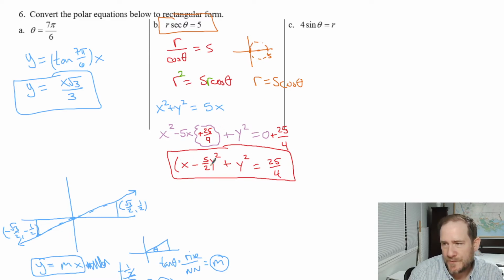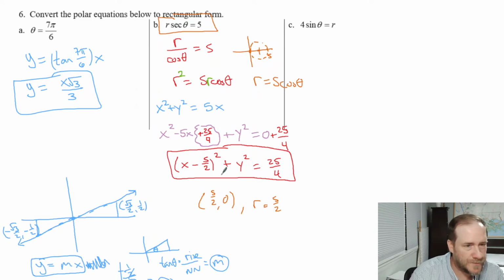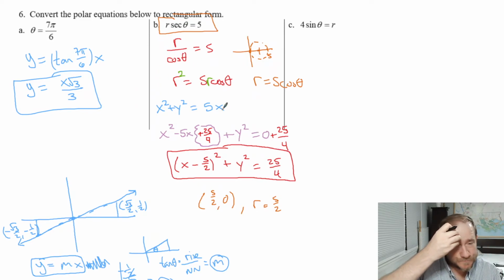And of course, once you put yourself into the standard form, you can see that's true. We see our x-coordinate at 5 halves for our center, our y-coordinate is at 0. Our radius will of course be the square root of this number, so 5 over 2, which does mean a diameter of 5. So this rectangular form and this polar form, they do line up perfectly.